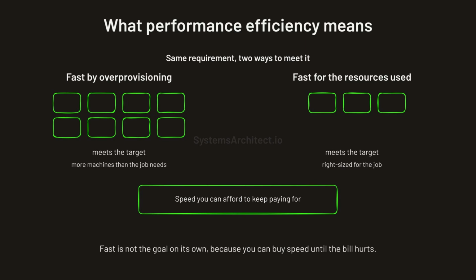Fast is not the goal on its own. You can buy speed by over-provisioning until the bill hurts. Efficient means fast for the resources consumed. That is speed you can afford to keep. So state a target first, then reach it with the smallest sensible amount of infrastructure.